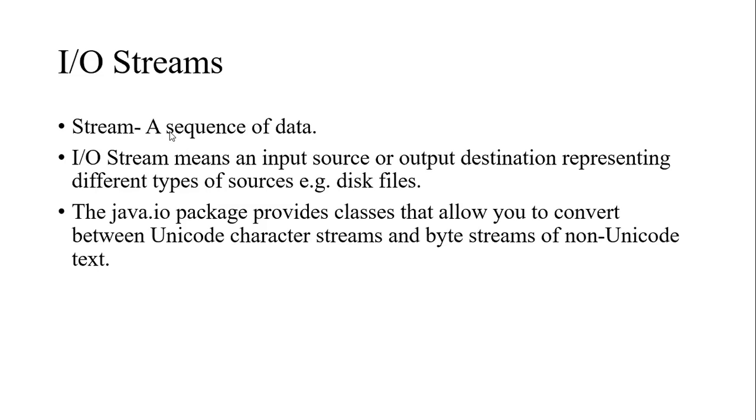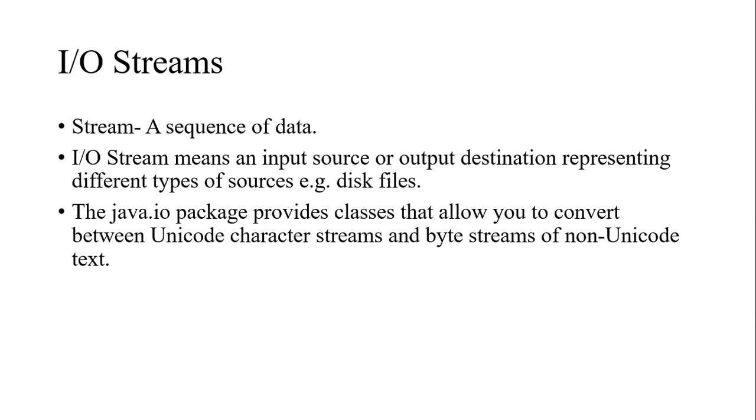Okay. So basically, a stream is a sequence of data. Okay. IO stream means input stream or output stream. Input stream means an input source or output destination representing different types of sources, for example disk files. All these IO streams will be available for us in the package called java.io, right? So this will allow you to convert between a Unicode character stream and a byte stream of non-Unicode text, right?